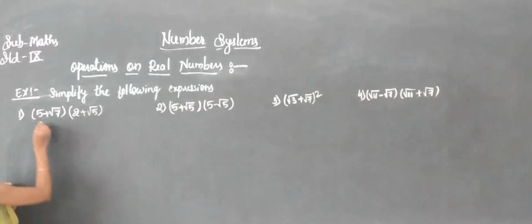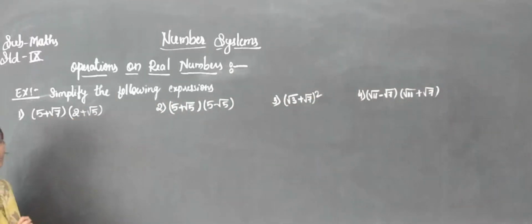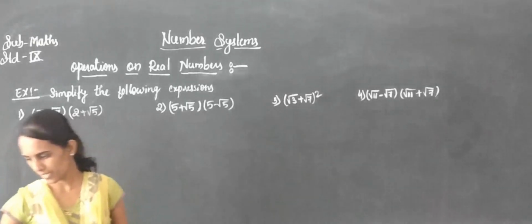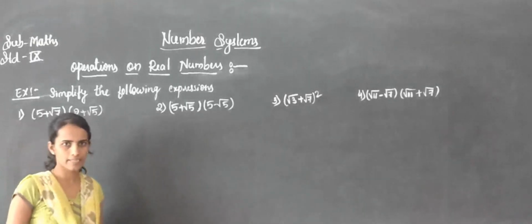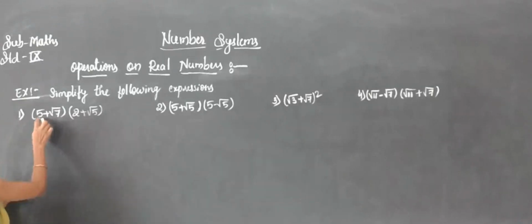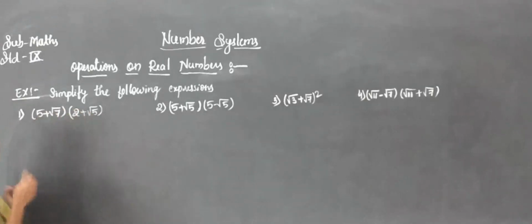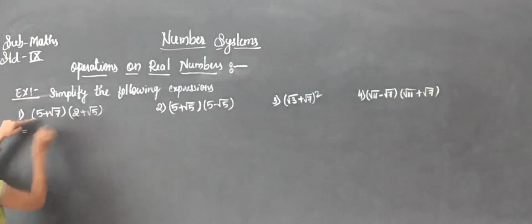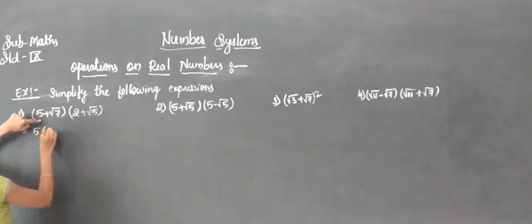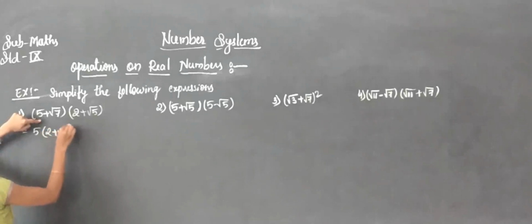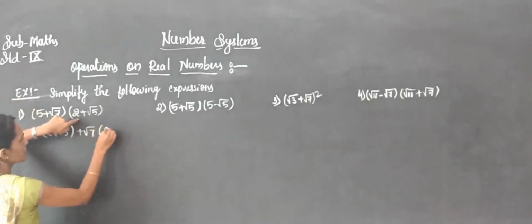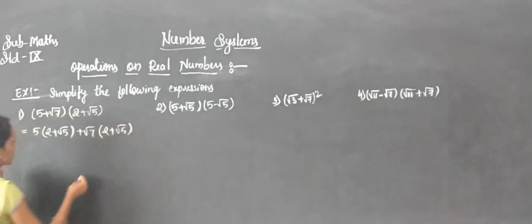First one is 5 root 7 plus 2 root 7. Here we can't apply any one identity, so we have to multiply directly, because here A, B, C, D like that are there. So no time, you have to multiply directly. From 5 to 2 plus root 5, and then root 7 to the second term, that is 2 plus root 5. Directly you have to multiply.